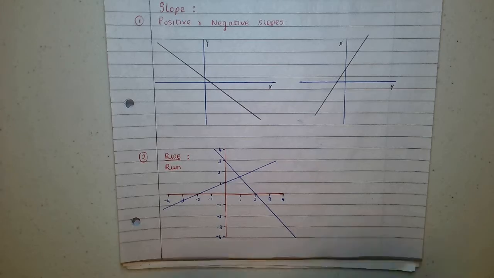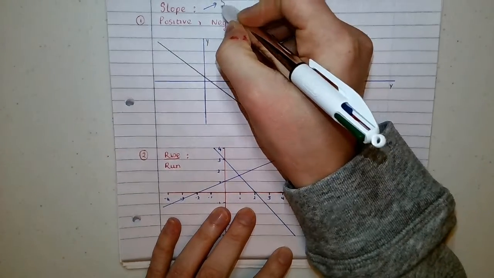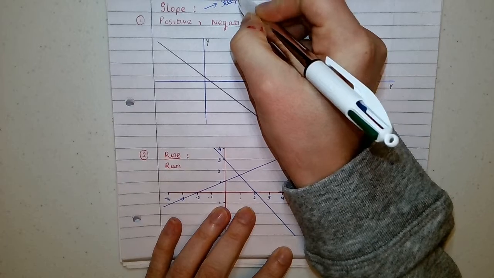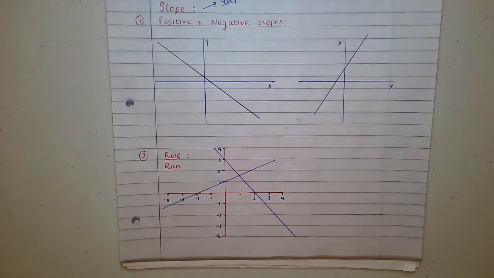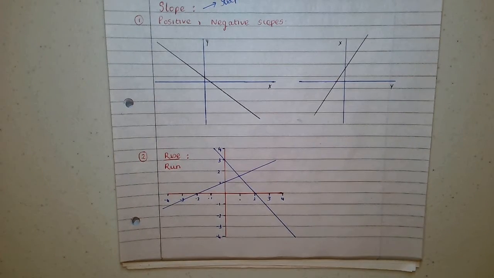Okay, so this video is going to be broken down into three parts. We're going to look at the difference between a positive and a negative slope. We're going to look at how to find the slope using rise over run. And then in the last part we're going to look at how to find the slope given 2 points using the formula.